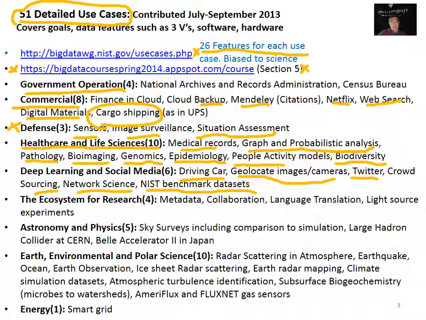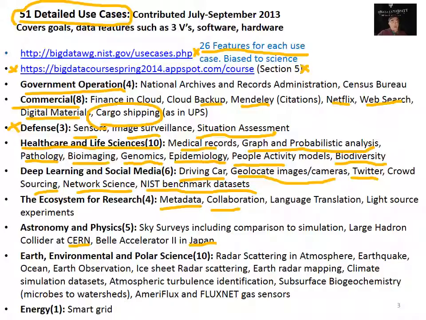In the ecosystem for research, which are rather general areas, we have metadata, collaboration, language translation, and light source experiments. In astronomy and physics, we actually have 2 broad classes. The actual astronomy class is gathering data from telescopes. We had a couple of accelerators, the Belle Accelerator in Japan, and the Large Hadron Collider, which is the one that is used to study the Higgs boson and is the biggest in the world, at CERN.